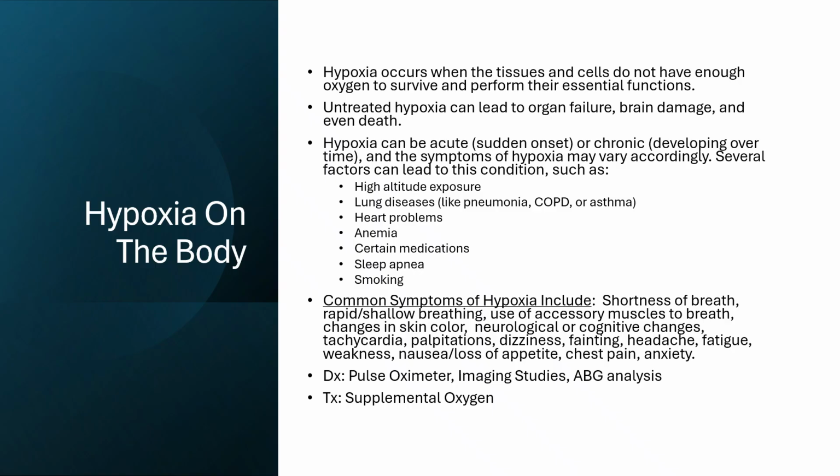How do you diagnose hypoxia? Couple different ways. You can use a pulse oximeter. We want our oxygen to be at least 92% or higher on room air. Greater than 95 is even better unless they're a COPD patient. We could also consider some imaging studies and ABG analysis, which is a lab test. If the patient's hypoxic, then we need to think about giving them some supplemental oxygen.